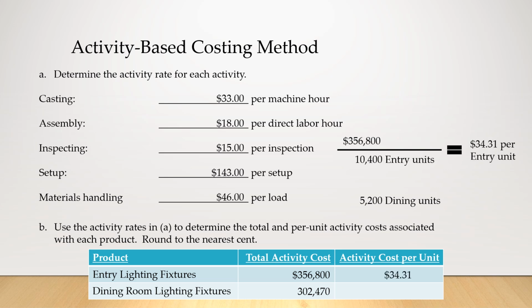For dining room lighting fixtures, divide the $302,470 total cost by the 5,200 total fixtures to get a cost per unit of $58.17.